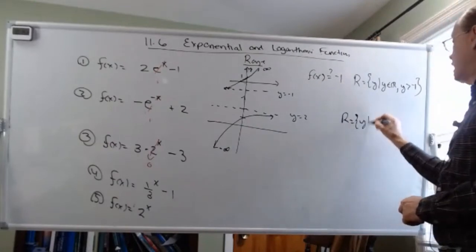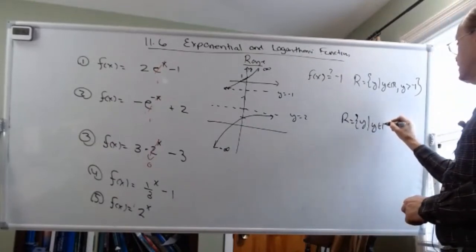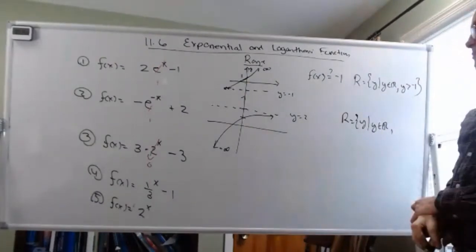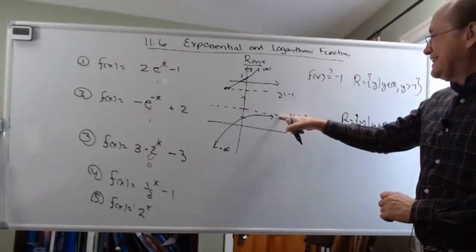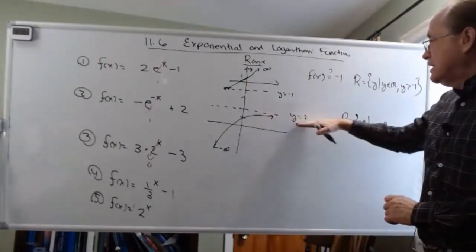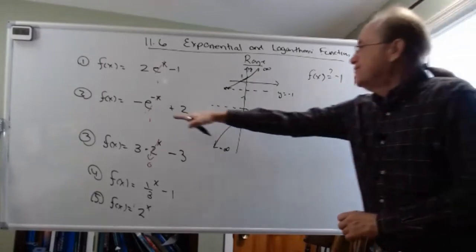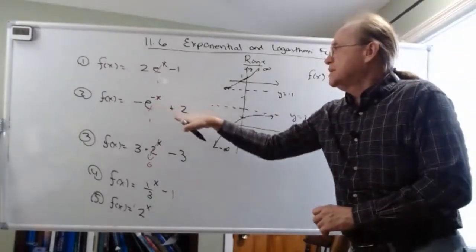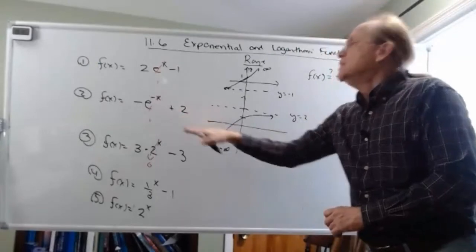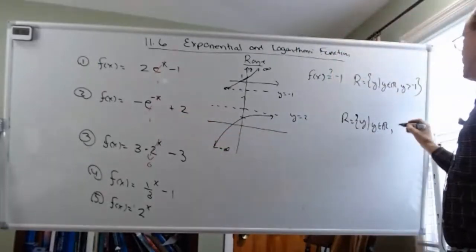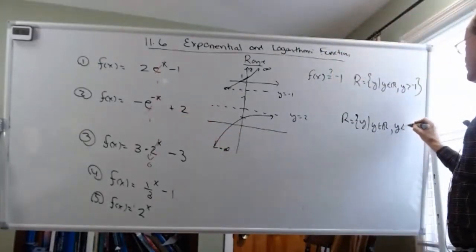So my range for one, set of all elements y is a real number. But what condition? Well, y has to be less than 2. It's never going to hit 2. There's no value that I can put in for x that'll give me f of x equal to 2. It'll get very close to it, but it will never be equal to it. So it's always less than 2.